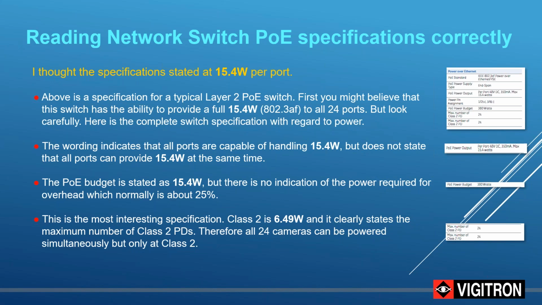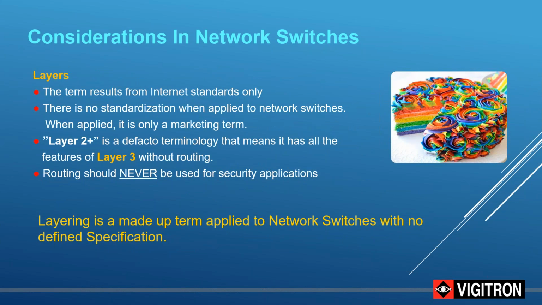If we use the formula and apply the 25%, what happens is we find out that when all ports are operational, they really revert to 6.49 watts or class 2. So again, be very careful in reading your specifications in great detail and determining the actual power that's used. And again, if a single specification is used for power, please reduce that by at least 25% to calculate your PoE budget.